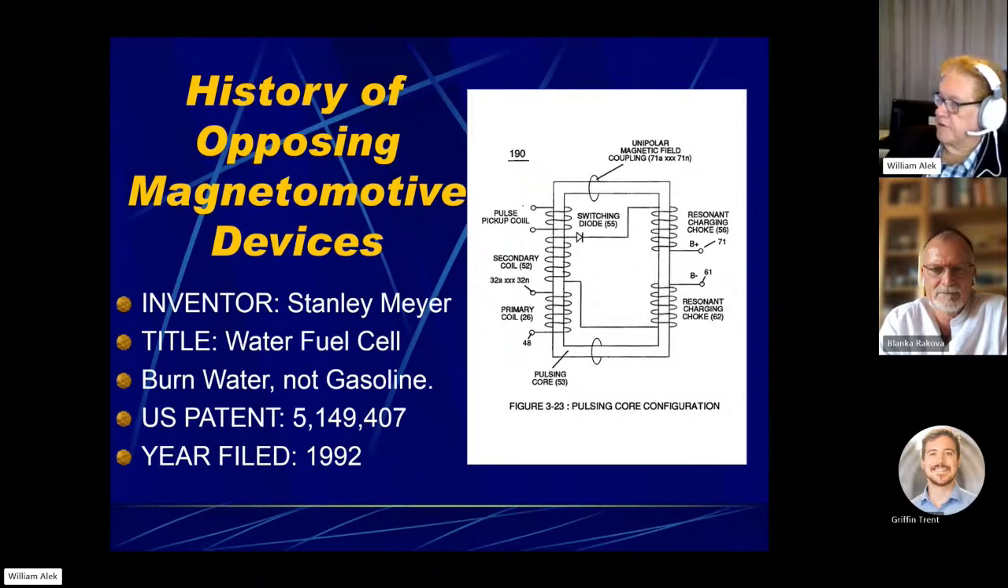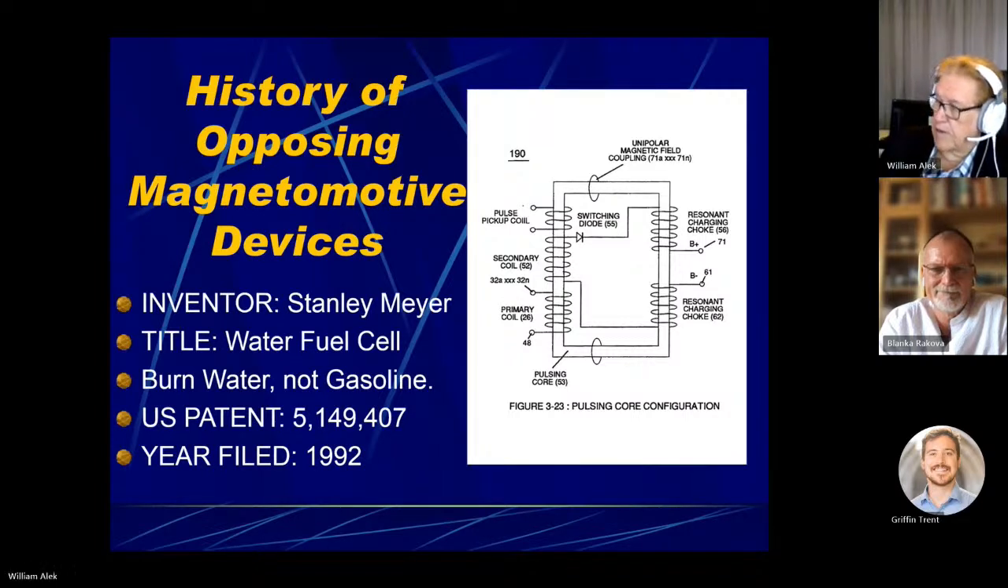Now let's look at another device here. Another inventor came along, 1992, by the name of Stanley Meyer. He's on the internet. I believe his patent is also on the internet as well. You can download his entire patent. And this has been replicated and tested by another inventor.